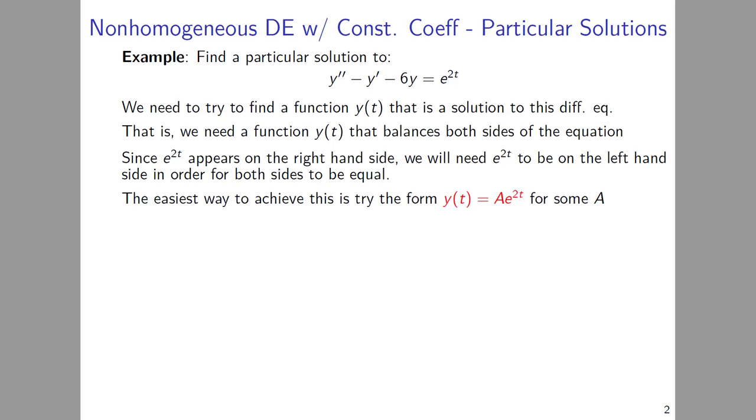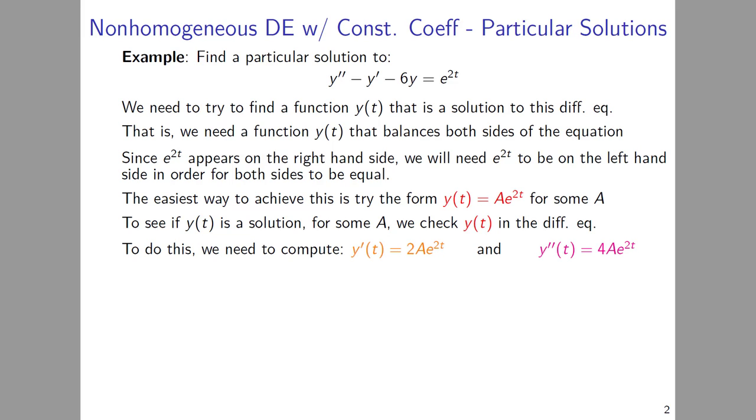The easiest way to achieve this is to try the form y of t equals a e to the 2t for some constant a. To see if this y of t is a solution for some value a, we check y of t in the differential equation. To do this, we need to compute y' of t, which is 2a e to the 2t, and y'' of t, which is 4a e to the 2t.